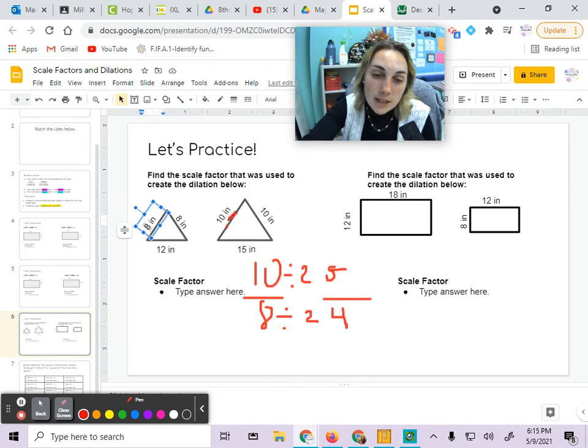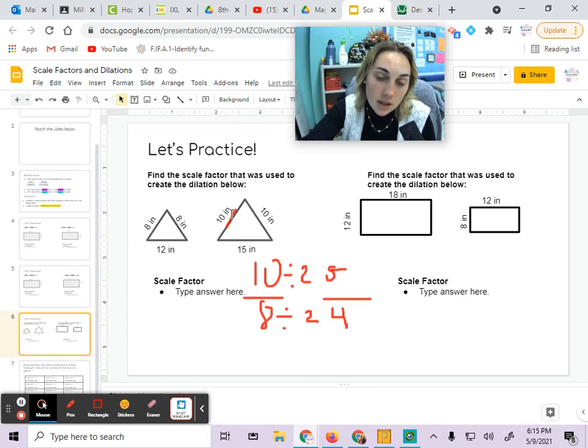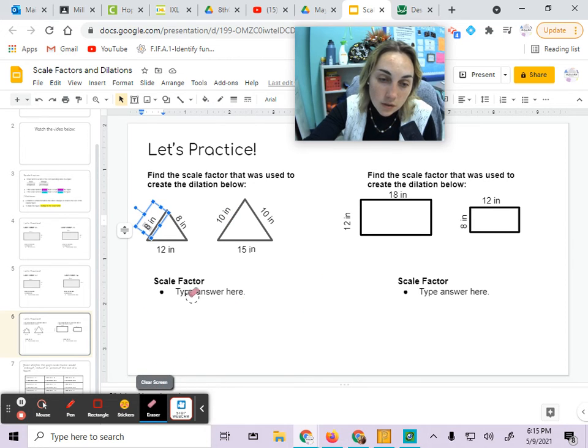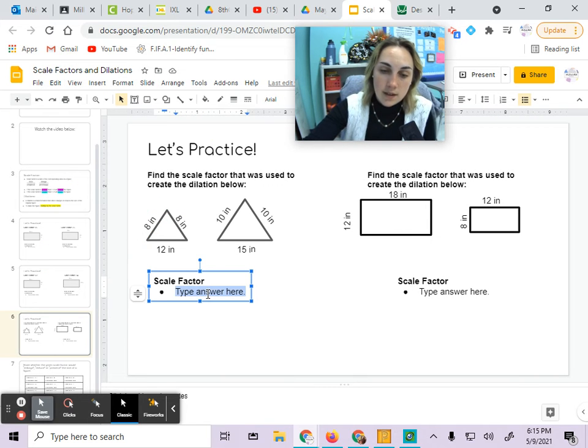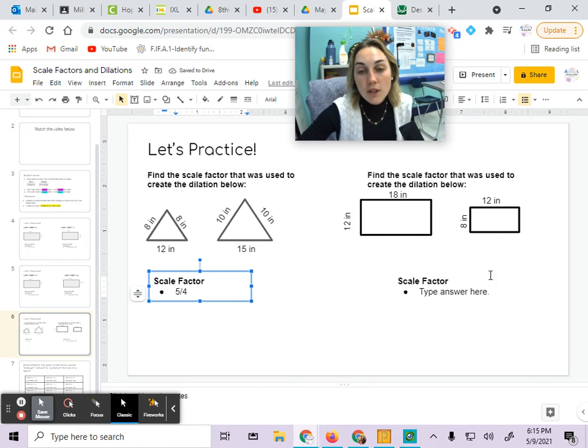Okay, so we put 10 because that was our new image, and we put it over the equivalent side length, which was 8. We did 10 divided by 8. We reduced that and were able to find it was 5/4. So the scale factor is going to be 5/4. It's going to be your job to find the scale factor to use to create the dilation below on yourself for number 2.